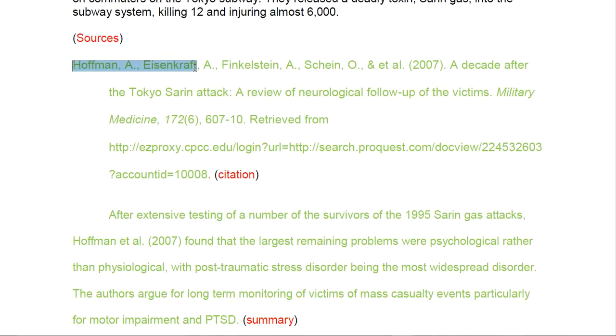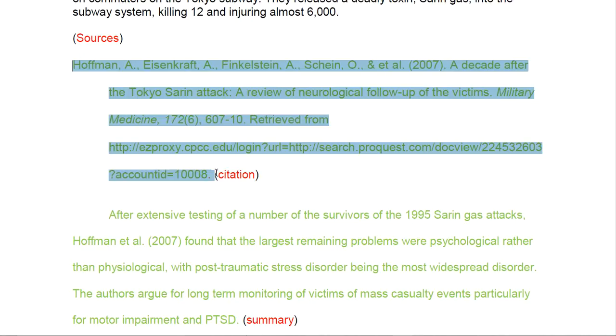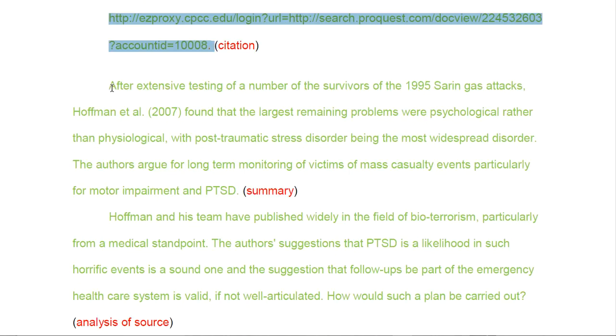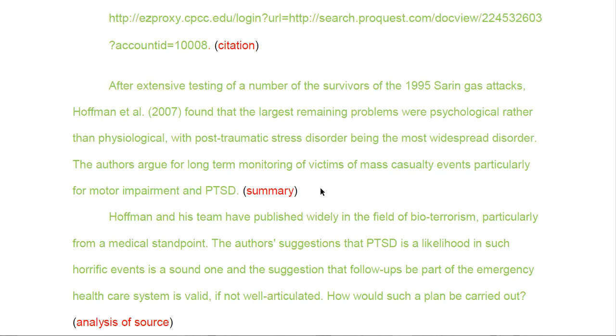It's a longish one. A decade after the Tokyo sarin attack, a review of neurological follow-up of the victims. And here's the rest of the citation, right? A summary is just what we practiced in the literature module, where you read an article and tell me what the article is about. And you need to introduce the authors.